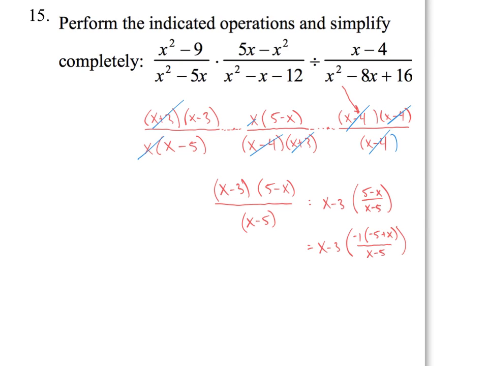All right, now I could rearrange that numerator if I wanted to, and I would still have my x minus 3 out here. Now I have negative 1, and I could put that x in the front and the negative 5 on the end over x minus 5. Now I can actually cancel. So 5 minus x over x minus 5 doesn't equal 1, it equals negative 1. So my answer is going to be negative 1 times x minus 3, which is actually negative x plus 3 once I distribute.